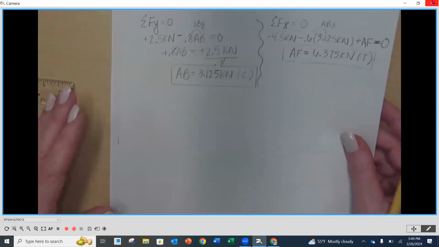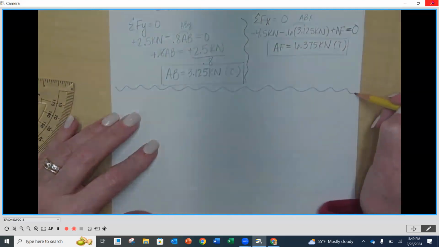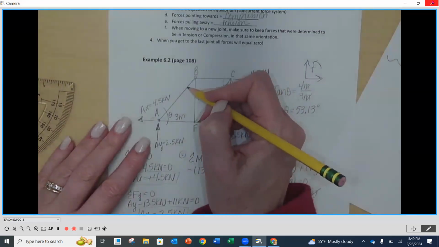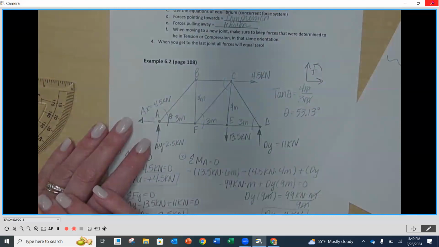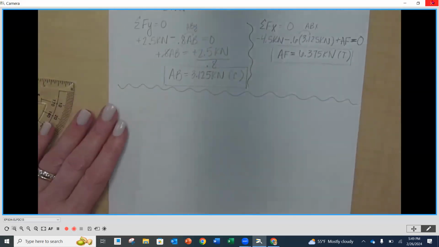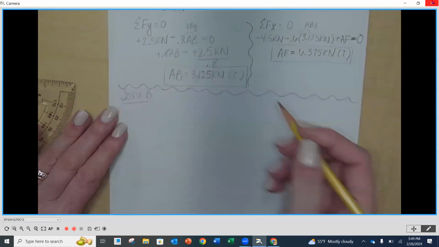Let's do B. So I'm going to draw B down below here. Okay, so I'm going to go back over here. I'm going to start with B. I'm going to draw the lines in the directions, these three lines coming from B. And then we're going to label each one according to what it's connected to. So this is going to be joint B.